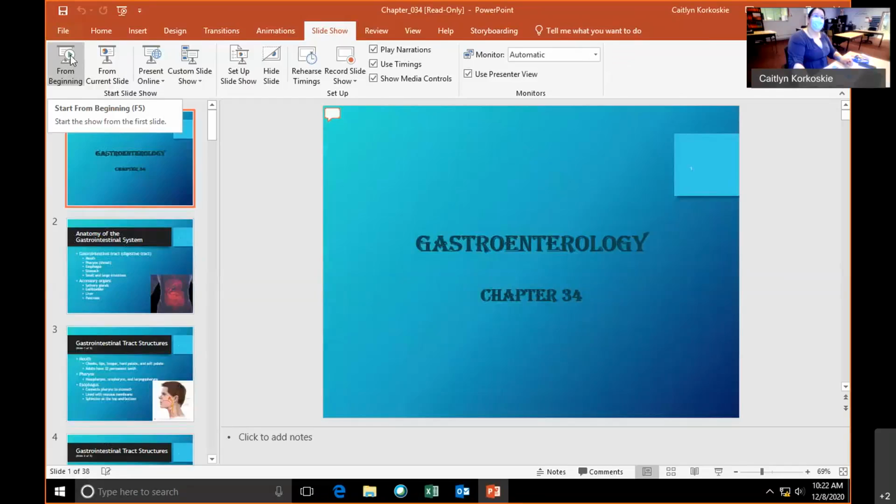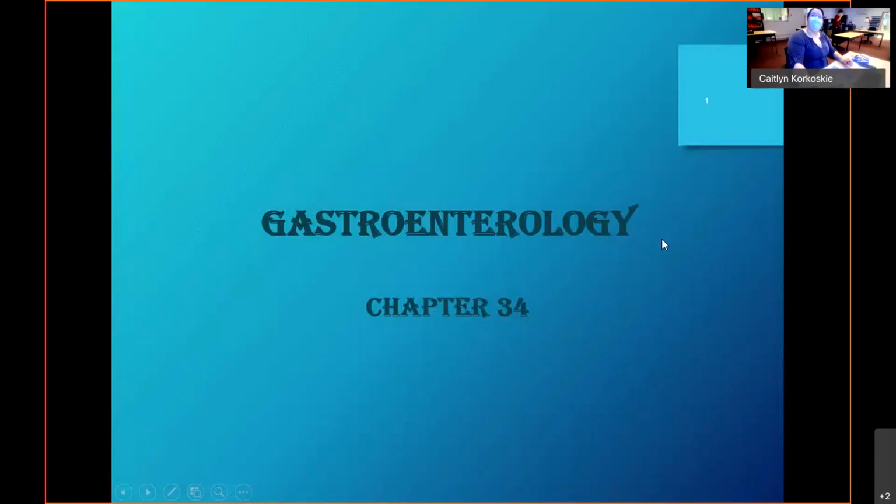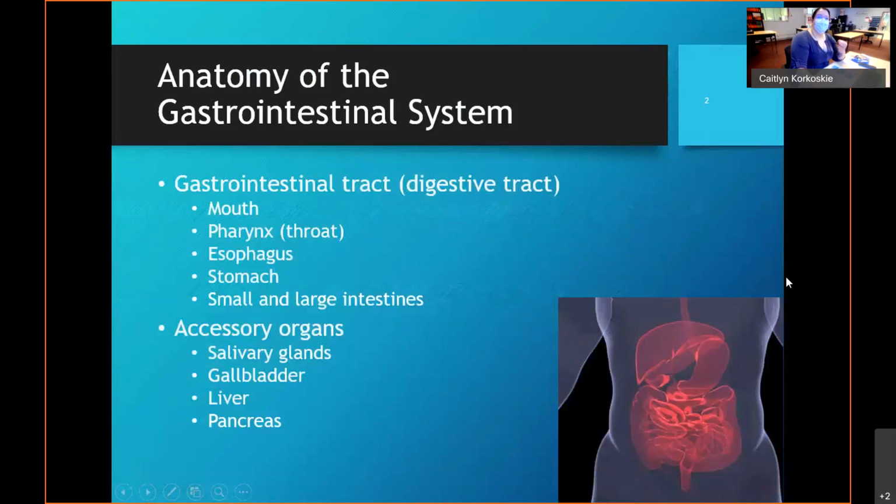Okay, so we're going to go over the chapter on gastroenterology. If you have the other version of the book and it's not chapter 34, it's still going to be the same information. They just rearrange the chapters, so don't worry if you're like, oh, this is not my chapter 34. Just make sure you are looking at the chapter for gastroenterology, and we're going to start on this first slide here.